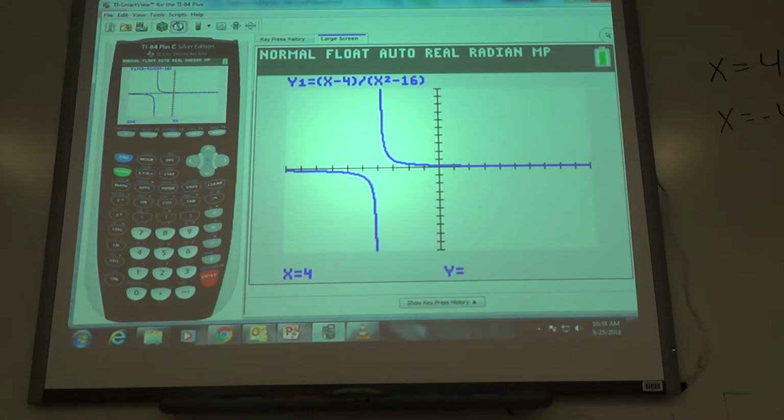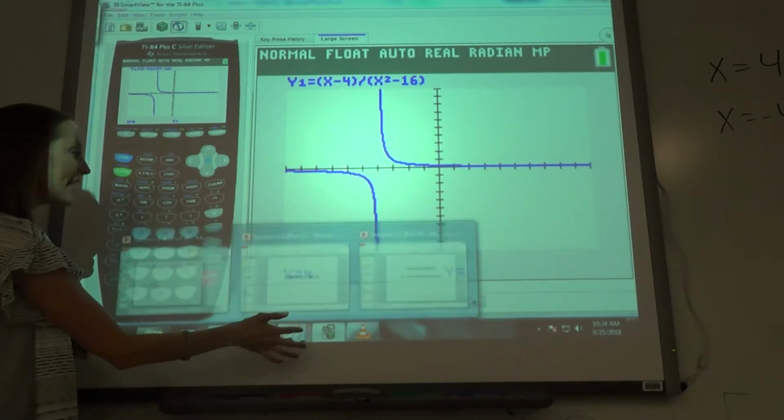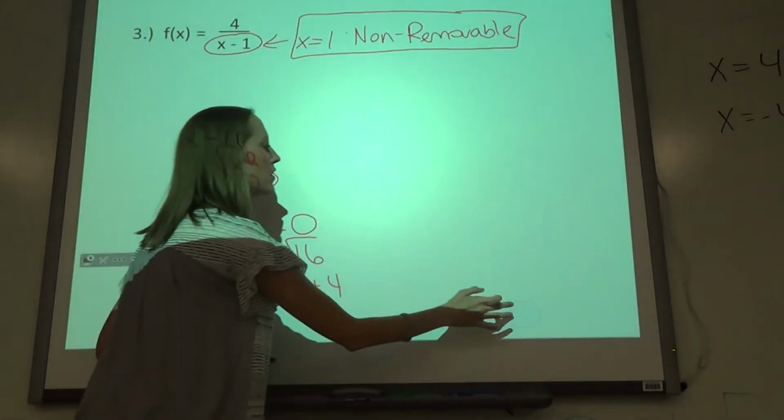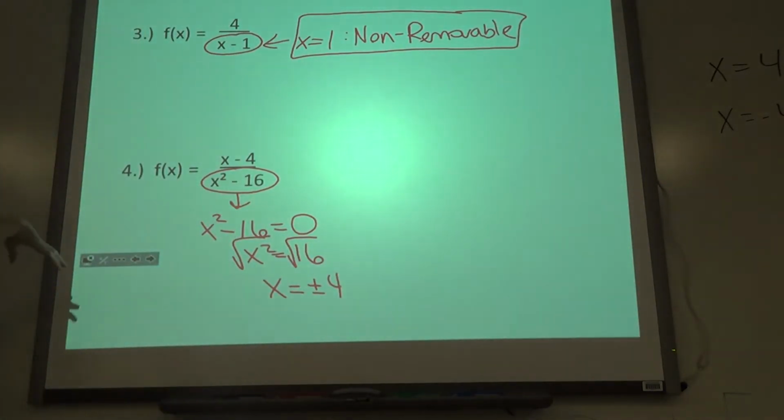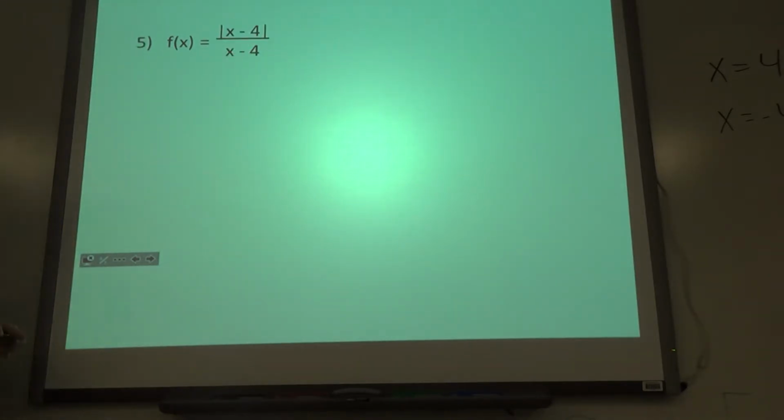Okie doke. Any questions about that one? This is why I suggest finding those x values first. If you just graph that, you may not have picked up the positive 4 one. It doesn't show it on your calculator. Okay, I think I've just got a few more. Number 7 is the last one today.